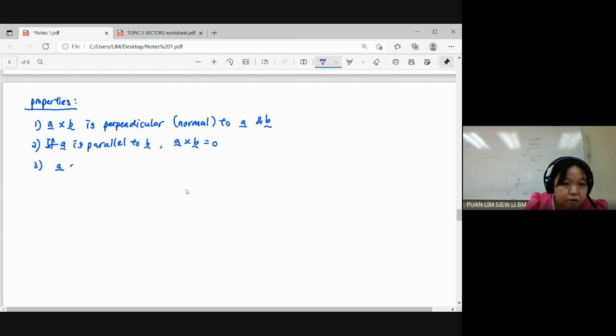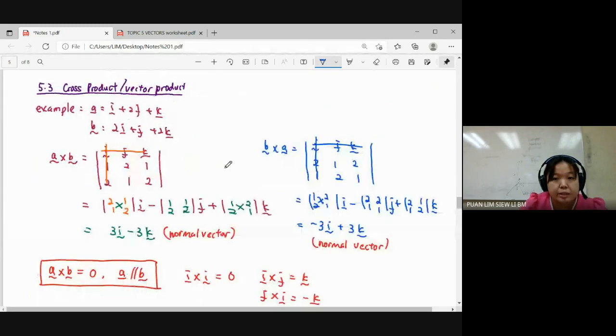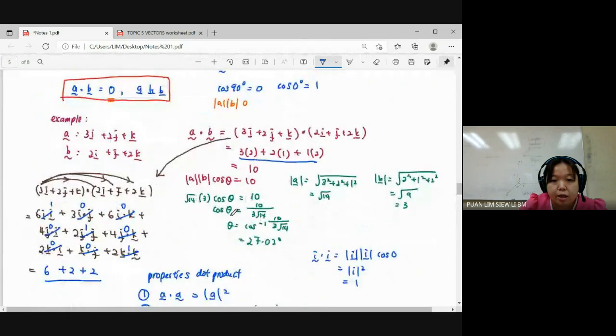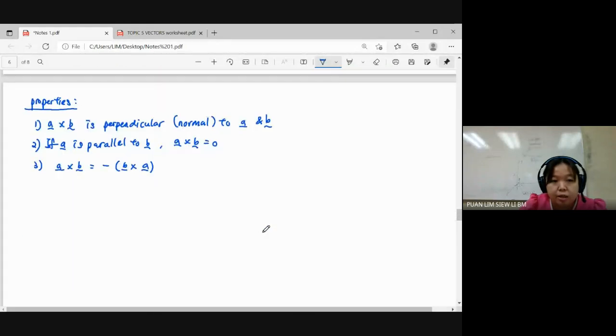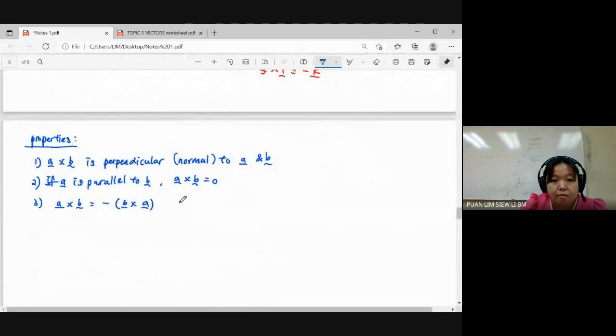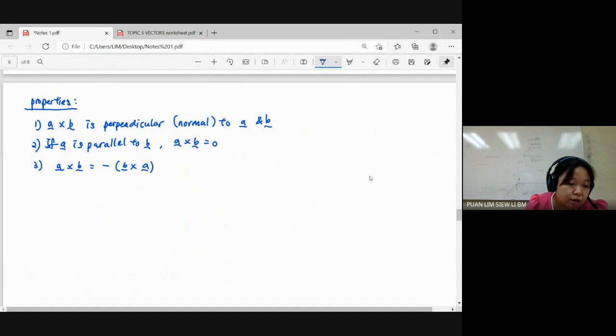And then when we have A cross B, you will get negative B cross A. This one we proved already. A cross B will not equal B cross A. It is not like dot: A dot B and B dot A are the same, commutative. But in the cross product, A cross B and B cross A are not the same. You will get a negative. One is the positive direction, one is the negative direction. So A cross B equals negative B cross A. So this is our rule, our law.